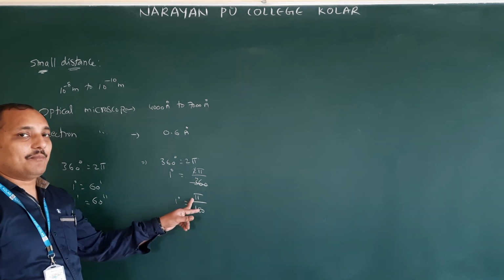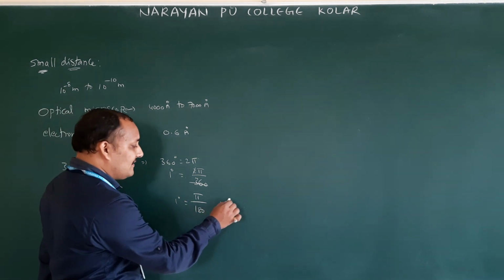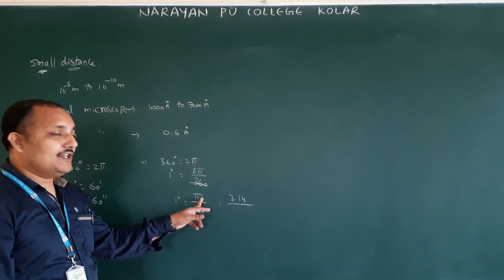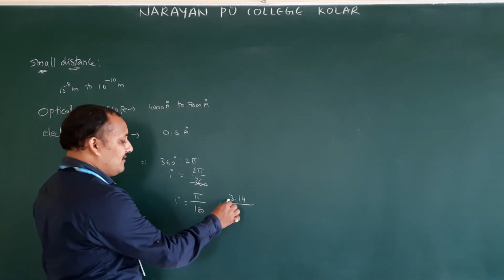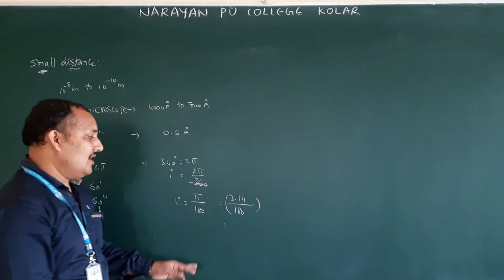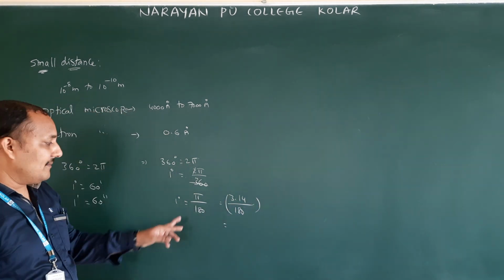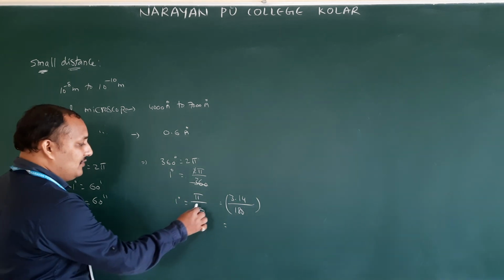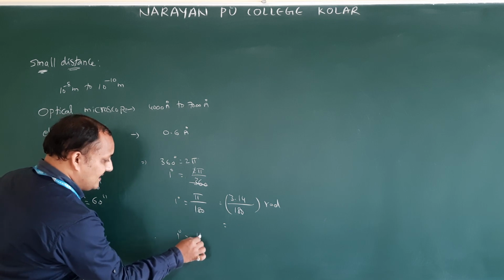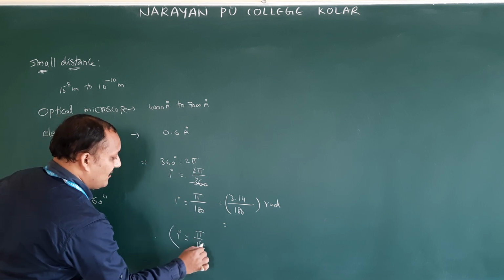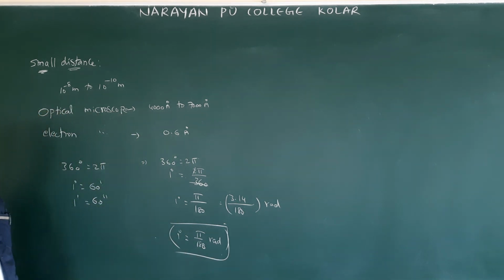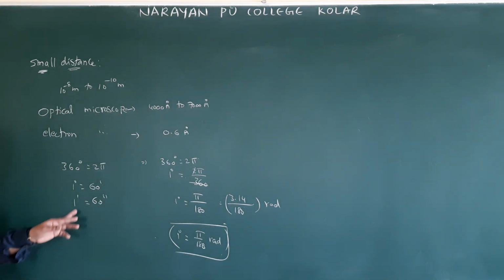This pi value is 3.14. If you solve this one, you will get 3.14, or 22 by 7 you can take, 3.14 by 180. So this value is the 1 degree value. Or simply you can remember pi by 180 radians. So 1 degree is equal to pi by 180 radians. This is the 1 degree value.